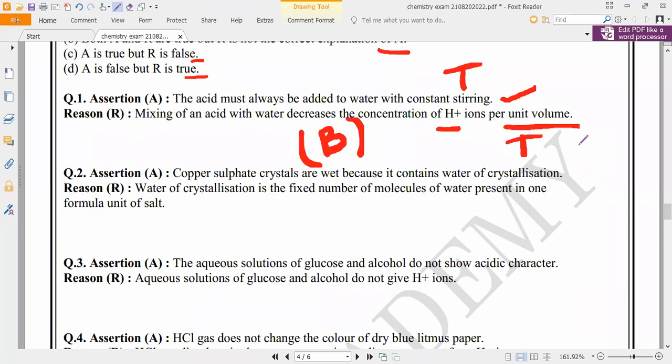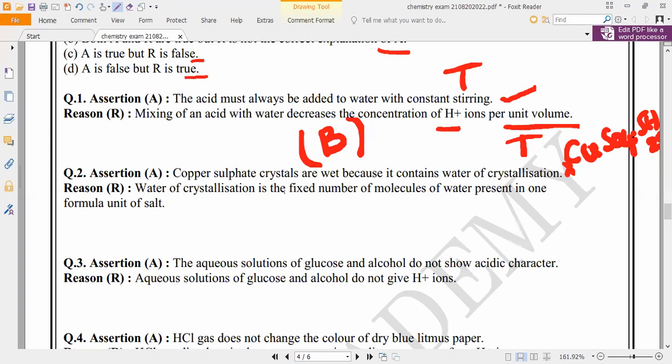So what is the copper sulfate formula? CuSO4.5H2O. Is it yes or no? So this 5H2O is always contained. Are they wet because of that? No, sir. Understand? No, sir. That is what you have to remember. So this is wrong. The assertion is wrong.